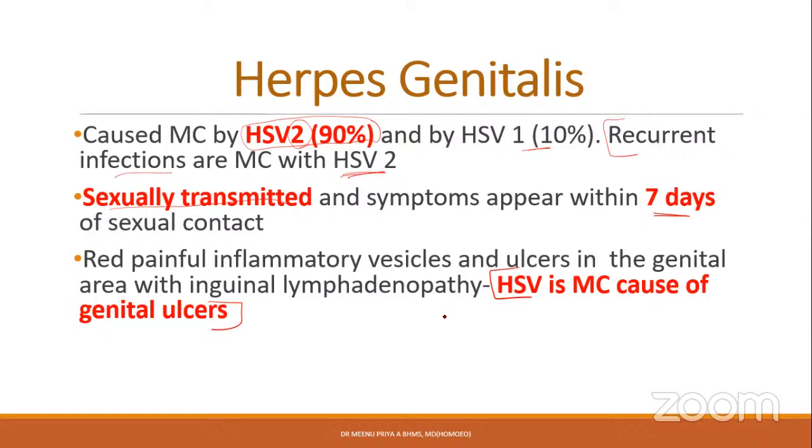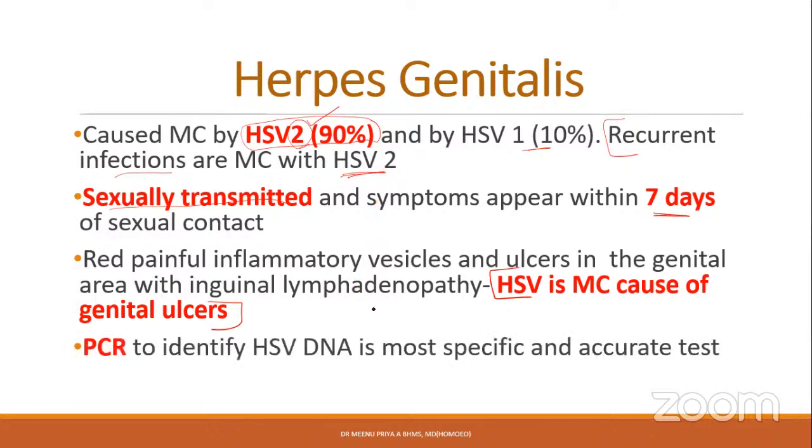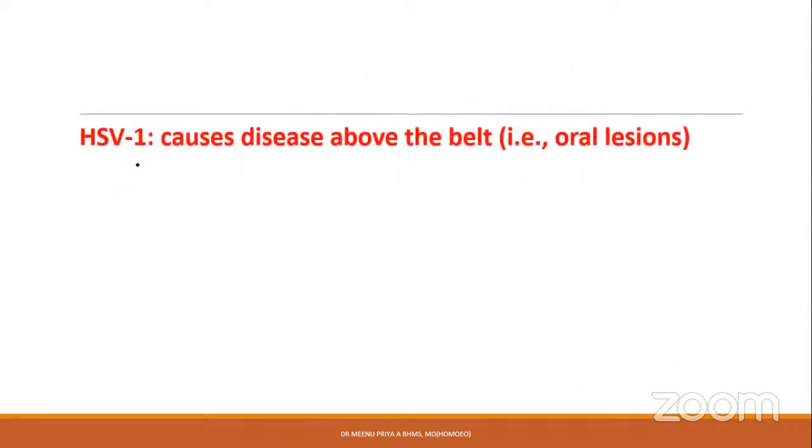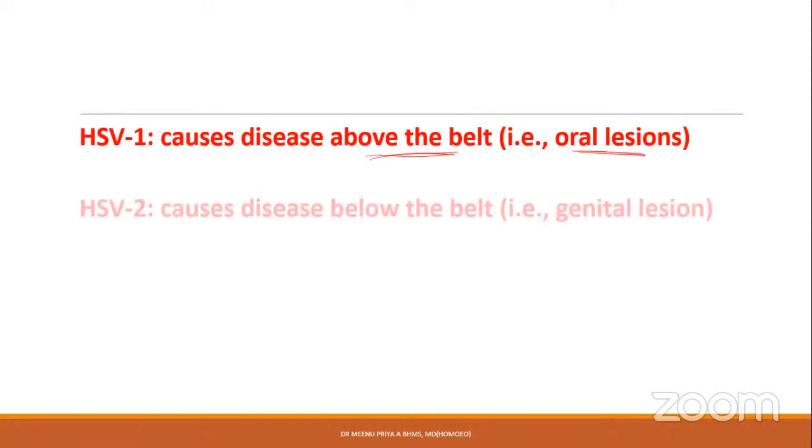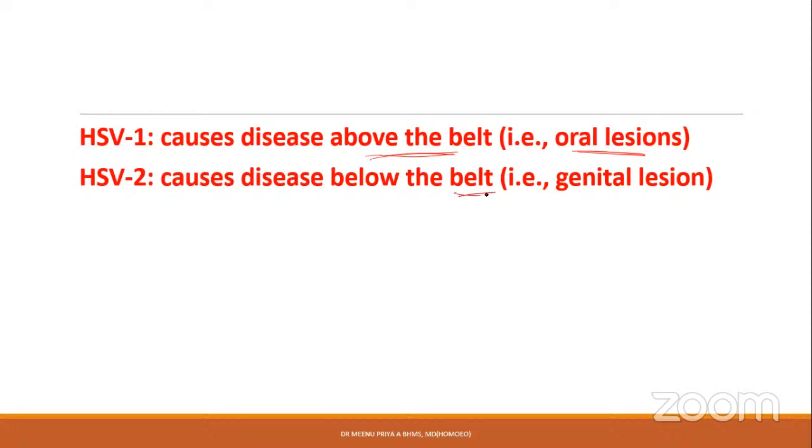And among the herpes simplex viruses, which type is most common? It is HSV2. And PCR, polymerase chain reaction, to identify HSV DNA is a more specific and accurate test. And HSV1 causes disease above the belt. So we know why HSV2 is most common, because usually HSV1 is above the belt. That means oral lesions. Above the belt means above the abdomen. And then HSV2 causes disease below the belt, that is genital lesions. So that is why the most common HSV which causes herpes genitalis is HSV2.